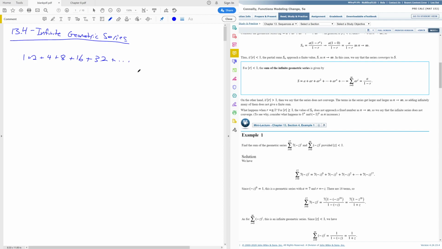And so if we do this, what's that going to be? Well, we're just going to keep adding larger and larger numbers, right? This is infinity. There's nothing we can do with that, okay? So we're not focusing on that in this section.